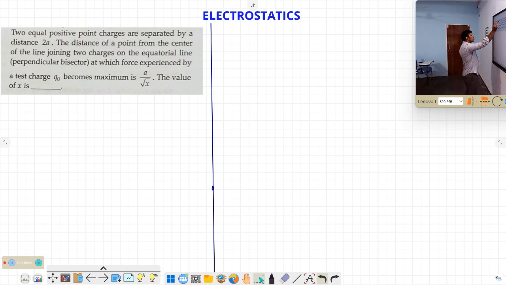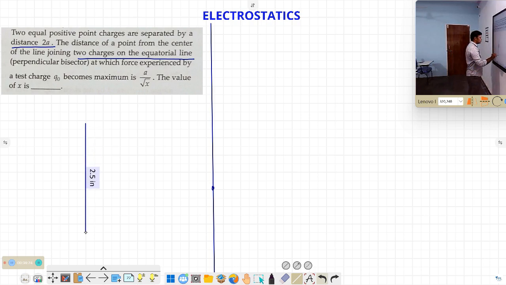Two equal positive point charges separated by a distance of 2a. The points are along the equatorial line, that is, two charges on the equatorial line. Means first you take the line joining the charges. This is the way I am taking the line joining, and here I am taking two charges. Similarly, two equal charges, one is Q, the second one also Q, and both are separated by a distance of 2a. Now this is the line of bisector I am saying here. Line of bisector means which divides the total line into two equal parts.